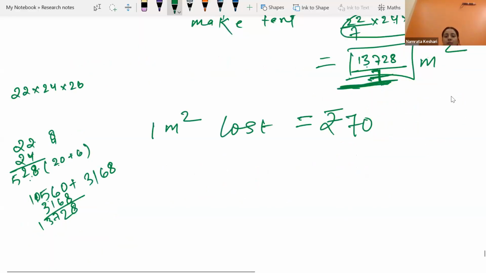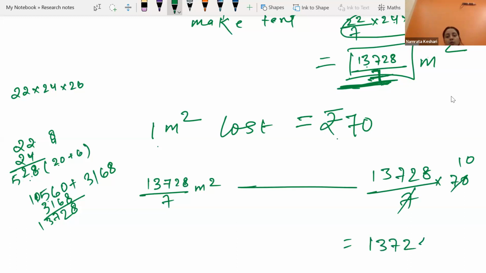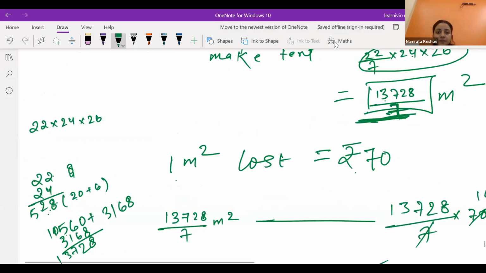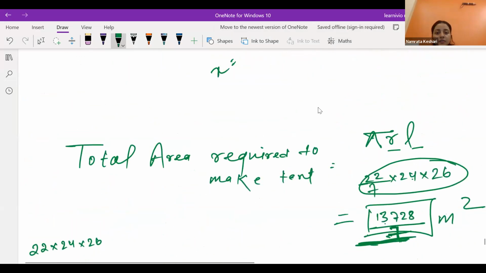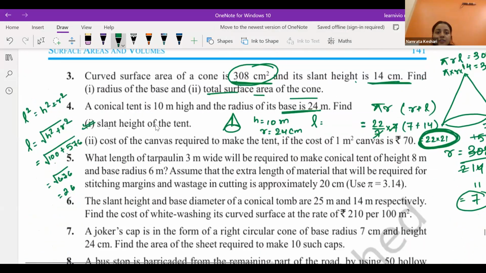Then for 1 meter square the cost is 70 rupees. So for this much, 13728 over 7 meter square, the cost will be 13728 by 7 into 70. This 7 is gone and we are just left with 137280. This is the total cost of whatever area we are having. Getting it, everyone? Is it clear? Yes, ma'am. Let's move to the next one.